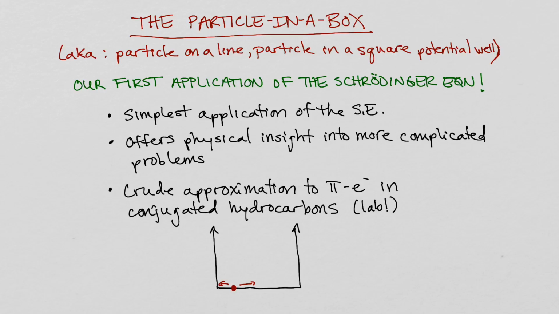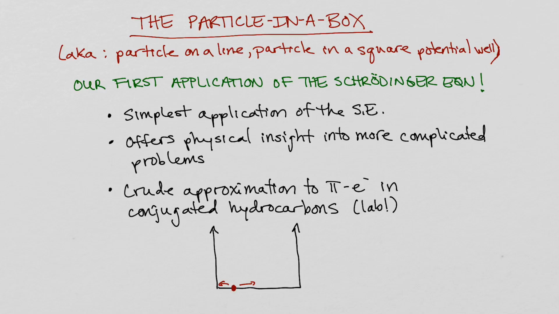Just to note that you'll also see the particle in a box problem referred to frequently as the particle on a line or a particle in a square potential well. So there's a few alternative names for it, but basically what we have is a particle that is destined to spend its life inside of a box.